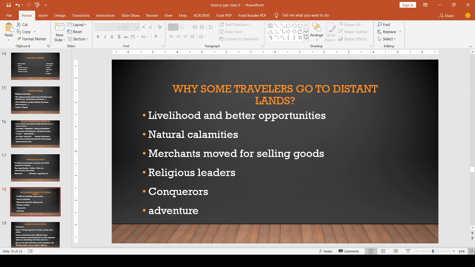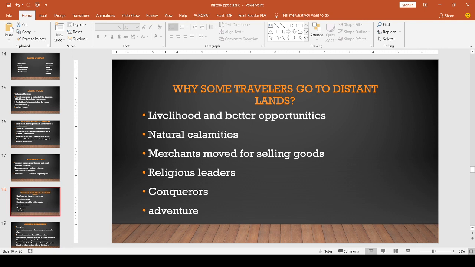And some others travel to avoid natural calamities like earthquakes and floods. If earthquakes and floods happen, they move from one place to another in search of protection. So some are moving for livelihood, better opportunities, or to avoid natural calamities. Then some merchants move for selling goods to other places, right? And some religious leaders move from one place to another for what? For spreading their religious beliefs.